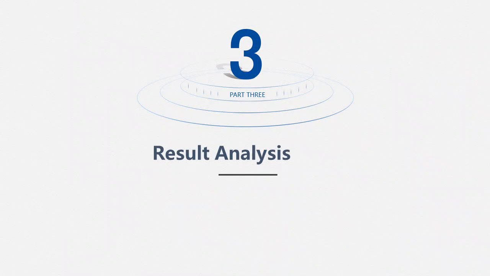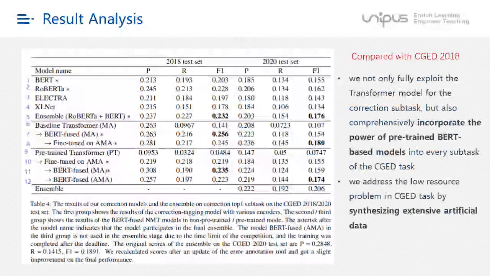And finally, let's come to the result analysis. Here, we made a detailed table about correction top 1 evaluation of our models using our own evaluation tool. And these F1 scores calculated by our script will be slightly different from the official script. This table is discussed in detail in our CGED report. Here I just list my conclusions, but I won't explain too much.